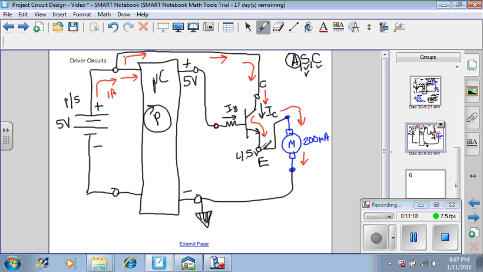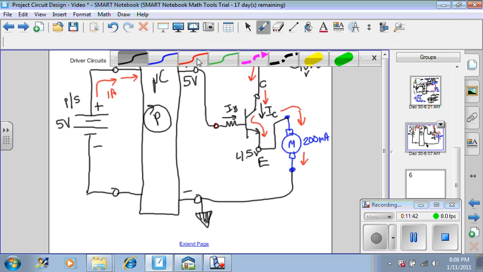4.5 volts between here and the other side of the motor is more than enough voltage to operate this motor. It may not operate at the full 200 milliamp capacity, but it will certainly be very close. And the current that's needed to operate the base, or to operate the transistor, is probably only maybe 1 milliamp to perhaps at maximum 5 milliamps.